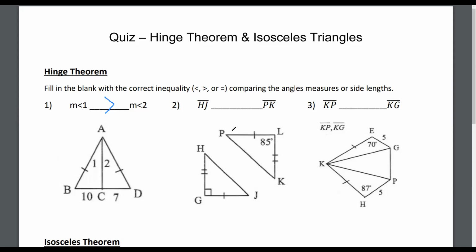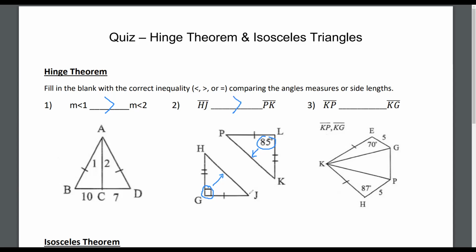So here, HJ to PK. I'm comparing the sides, HJ to PK. Since I'm comparing sides, I need to look at angles. I'm given two congruent side pairs with an angle between to use. So that meets the conditions of the Hinge theorem. This is 90 degrees. This is 85 degrees. 90 is bigger than 85, which means the opposite side, HJ, is bigger than the opposite side, PK.